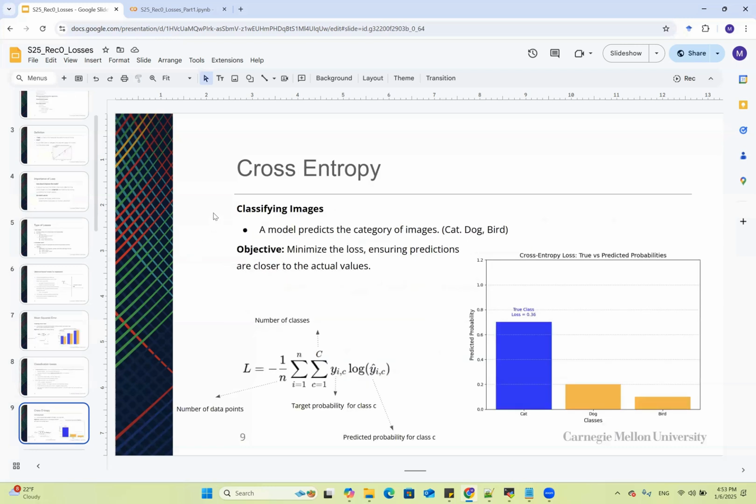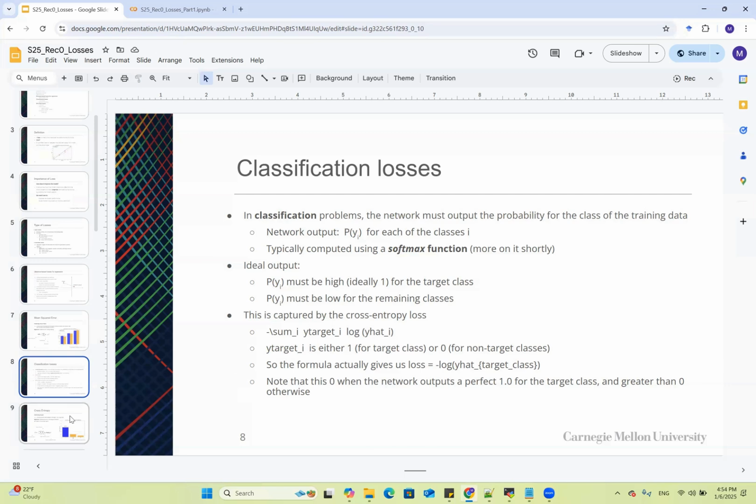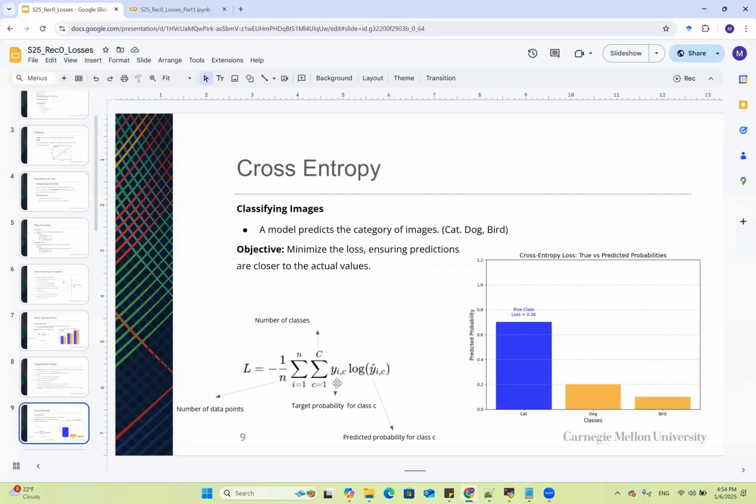For cross entropy, say we want to build a classifier that classifies images of cat, dog, and bird. The objective is to minimize the loss, ensuring that the predictions are closer to the actual values. This is the formula. The n is the number of data points, the y i c is the target probability for class C, and the y i hat C is the predicted probability for class C.